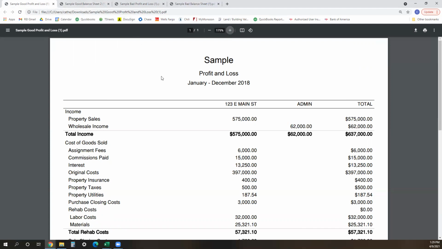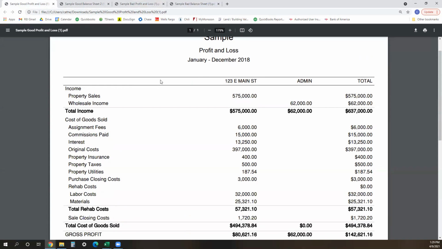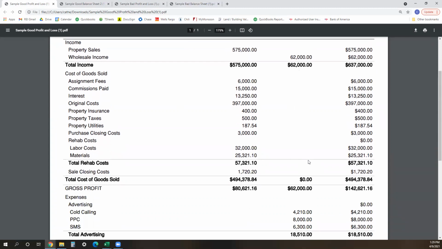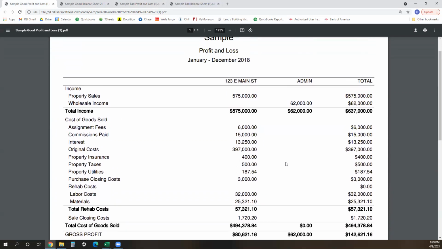All right, so here is an example of a good profit and loss. On this one, I did make it seem as though 123 East Main Street was sold, and I'll show you guys how that was entered in with all of the cost of goods sold, along with another admin class, just keeping wholesale income separate as well as normal office expenses.